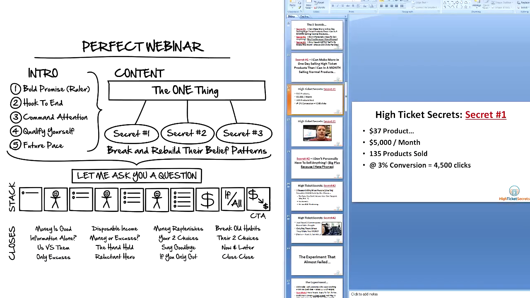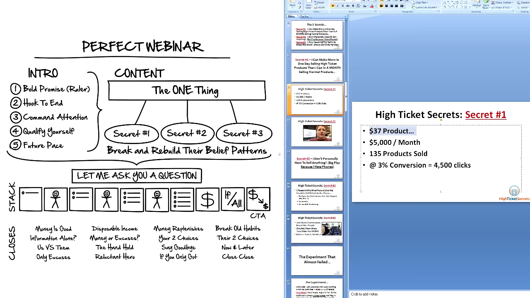I come and say, look, for typical high ticket secrets, if you're selling a $37 product and you want to make $5,000 a month, you've got to sell 135 products. At a 3% conversion rate, that's 4,500 clicks. That's really, really hard. And then I talk about how to make $5,000 selling a high ticket thing, I just have to sell one. Or if I'm selling a $25,000 thing, I just have to sell one every 5 months to make the exact same amount of money as it took you to make with a $37 product. So my goal is to break their belief pattern. I've got to break this thing.